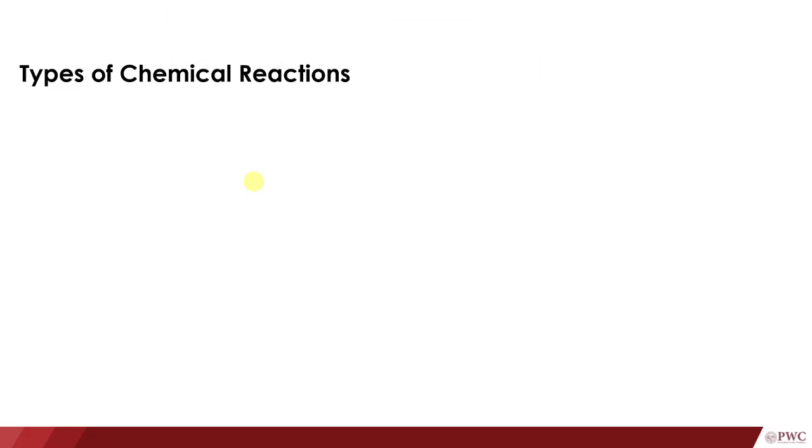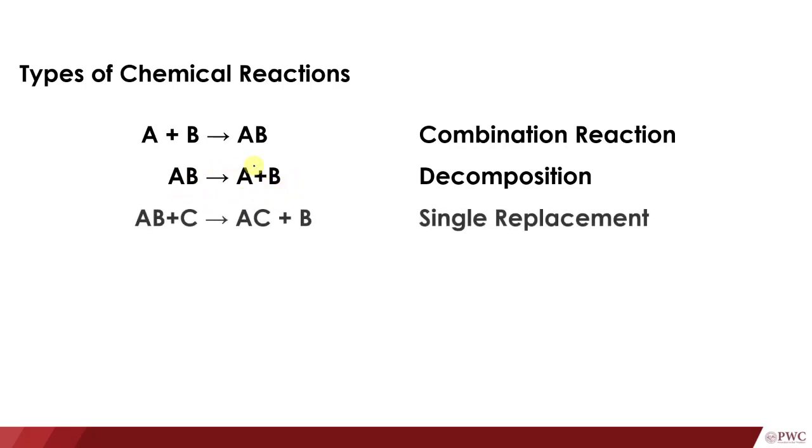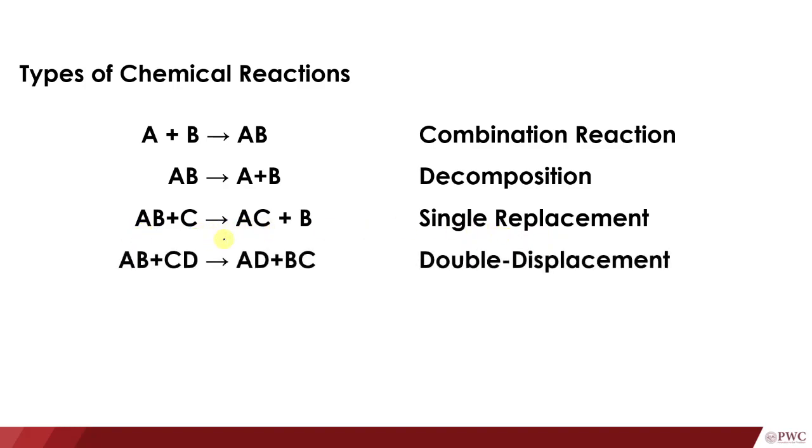Now there are 4 different types of chemical reactions. The most common type is the combination reaction. It's when 2 or more substances combine to form one substance. We also have a decomposition reaction. It's when one molecule breaks or decomposes into 2 or more substances. We also have single replacement. It's when one substance replaces the partner of another substance. So there is a single replacement on this reaction. We also have double displacement. It's when 2 substances exchange partners. So there's a double displacement.